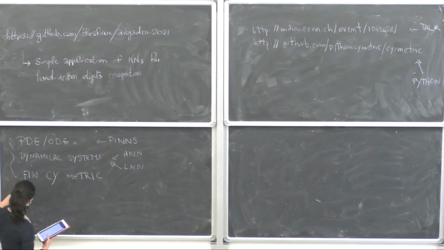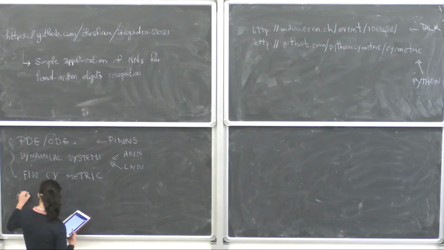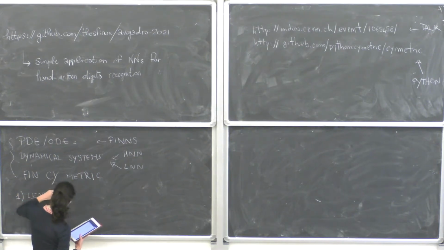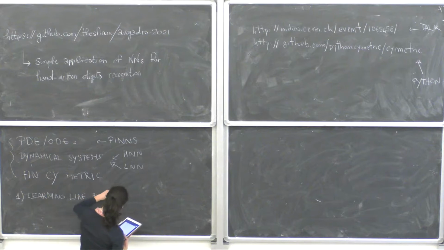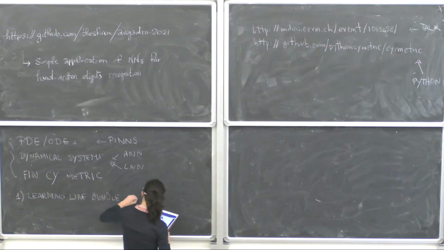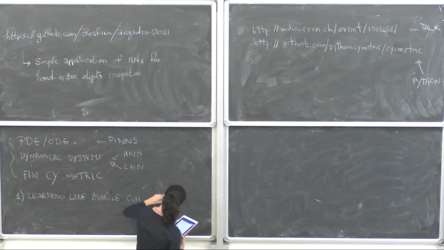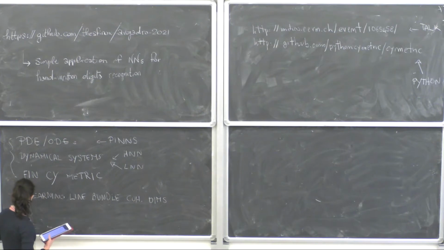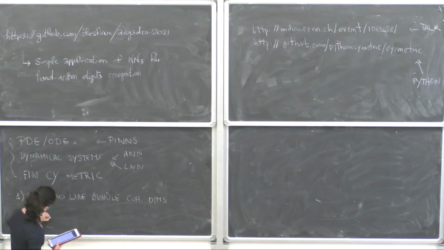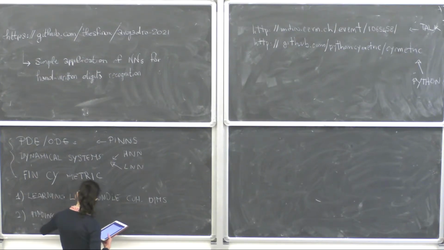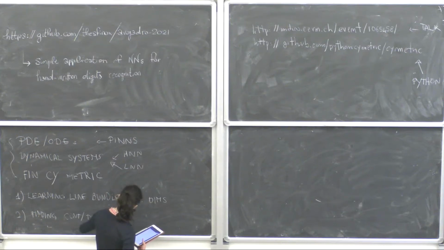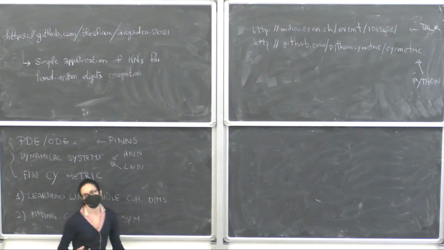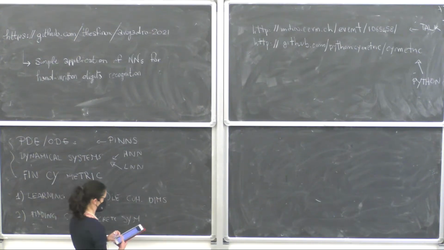And after that, we're going to see an application on learning line bundle cohomology dimensions, and if we have time, but I hope this is the case, we may also look at ways of finding continuous and discrete symmetries in sort of physical systems. So this is going to be the main application.